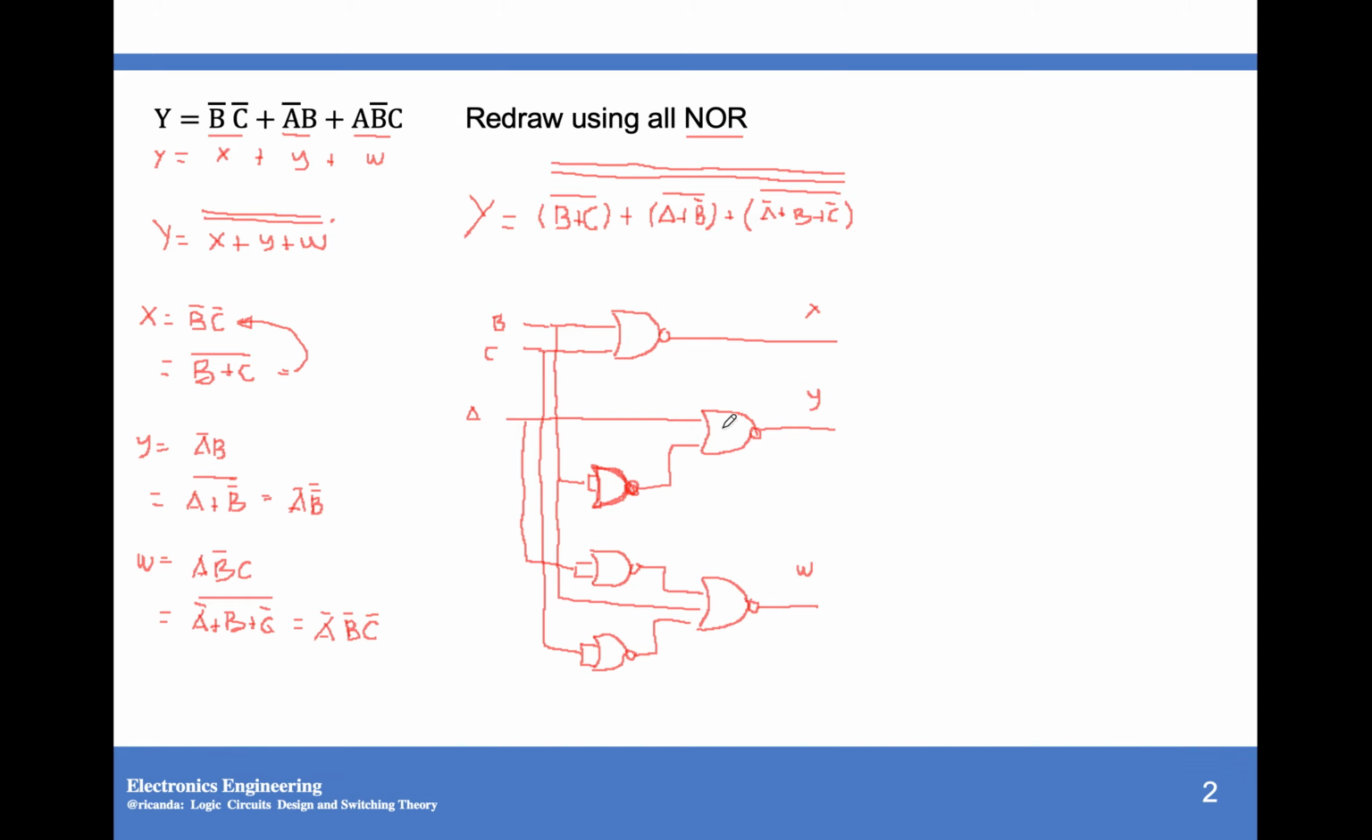We are connected with a NOR. We have your X, your Y, and your W. And the output of your NOR is also inverted using a NOR, and that is your Y. So this is the circuit using all NOR.